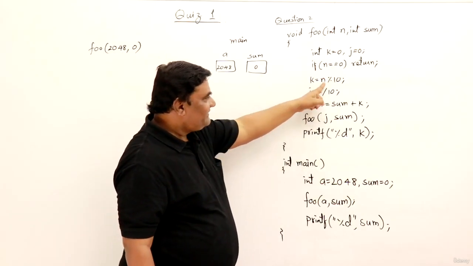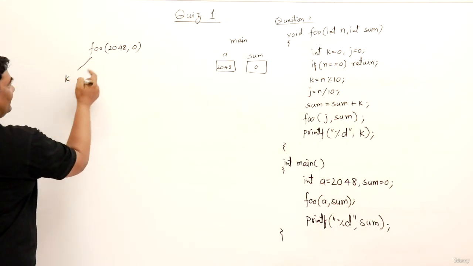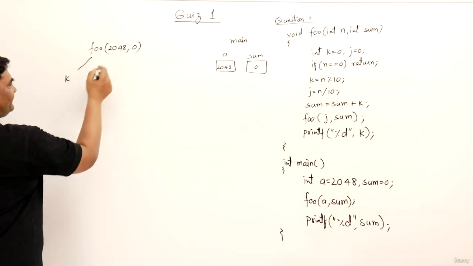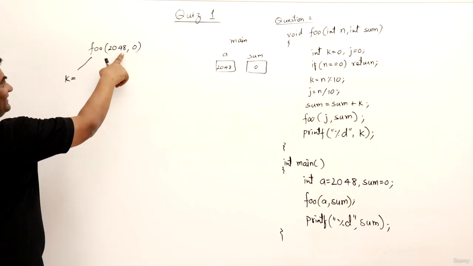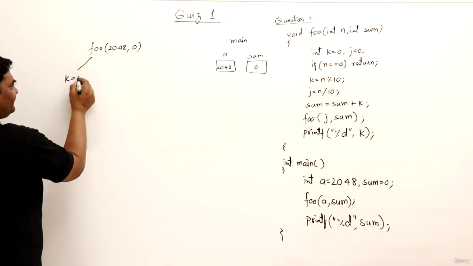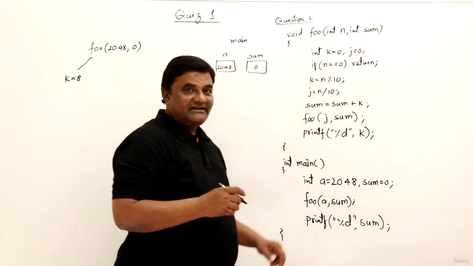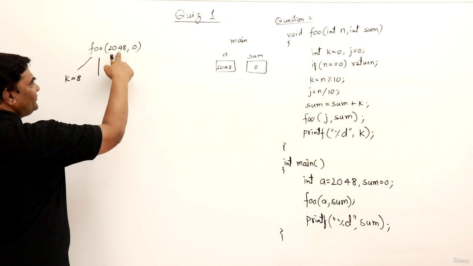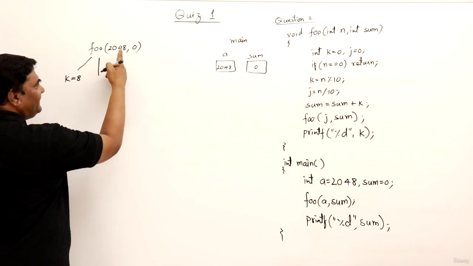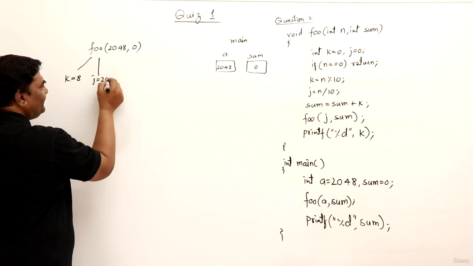First step, k assign n mod 10. So what will be the value of k? Mod 10, how much is it? If you divide this number by 10, then the remainder will be 8. So k is 8. The next step, j assign n divided by 10. So n is 2048. When you divide it by 10, 8 will be gone. It will be 204. So j will be 204.